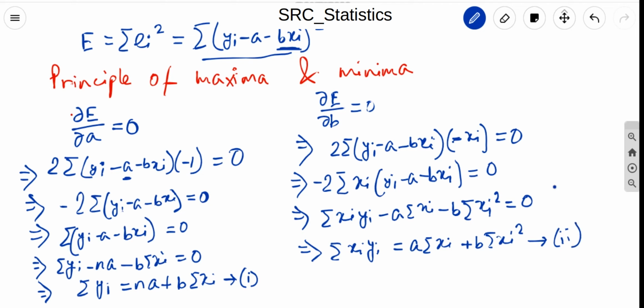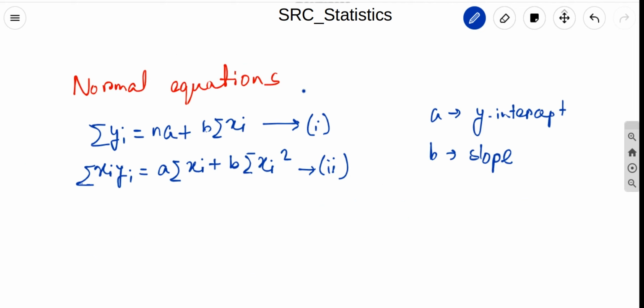These two equations are called the normal equations for estimating a and b. The normal equations are summation yi equal to na plus b summation xi, and summation xi yi equal to a summation xi plus b summation xi square. Here a is the y-intercept and b is the slope.